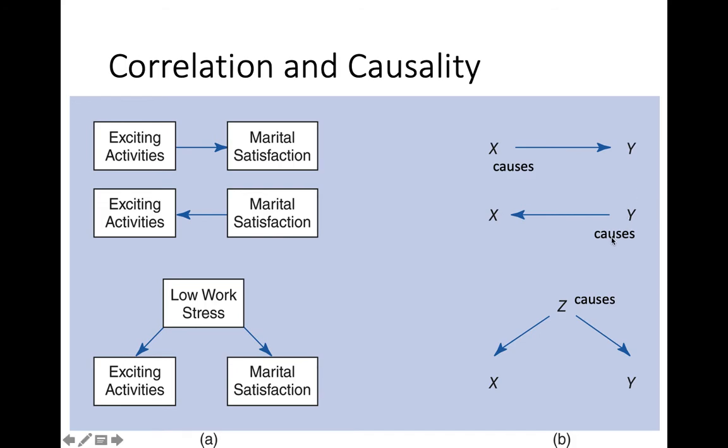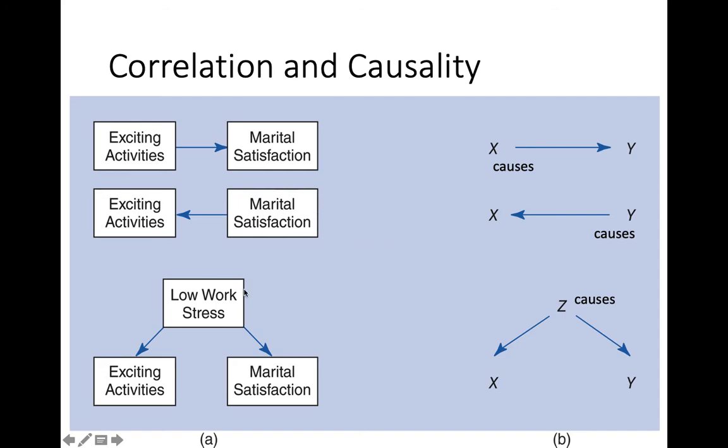Alternatively, it could be that Y causes X. To the extent that a couple is happy in their marriage, they go out and do fun things together. To the extent that they're not very happy in their marriage, they might be avoiding each other, or who knows, having an affair. We don't know. But there are fewer exciting activities, and it's because marital satisfaction is either high or low. Okay, so we're happy with each other, we go out and do stuff. We're not happy with each other, we avoid each other.